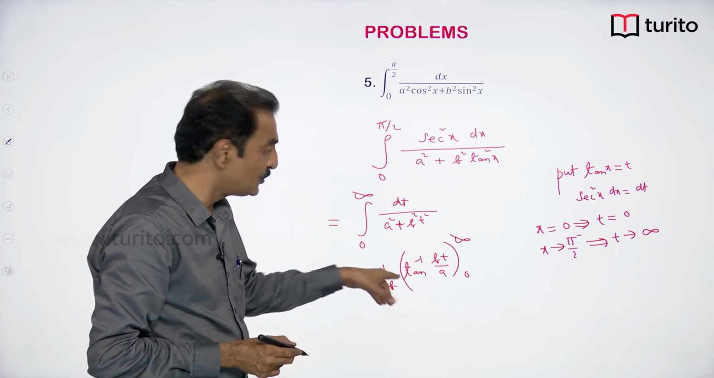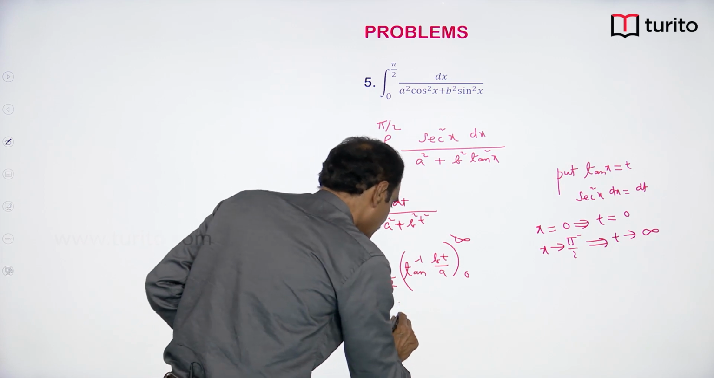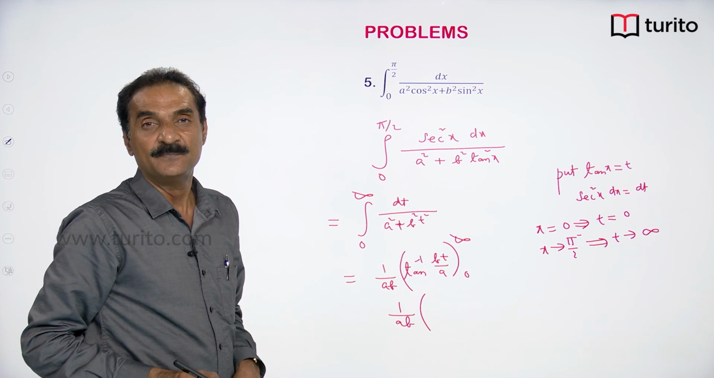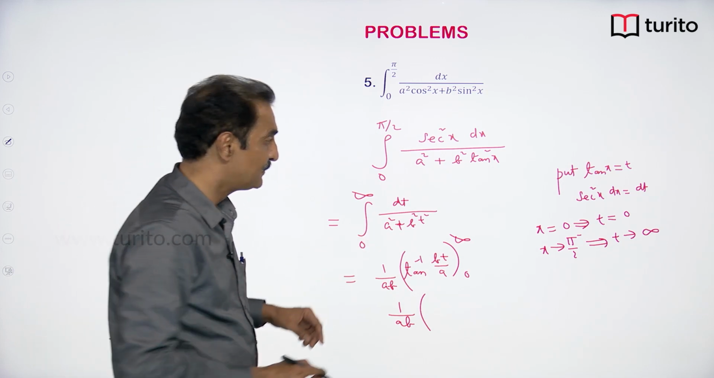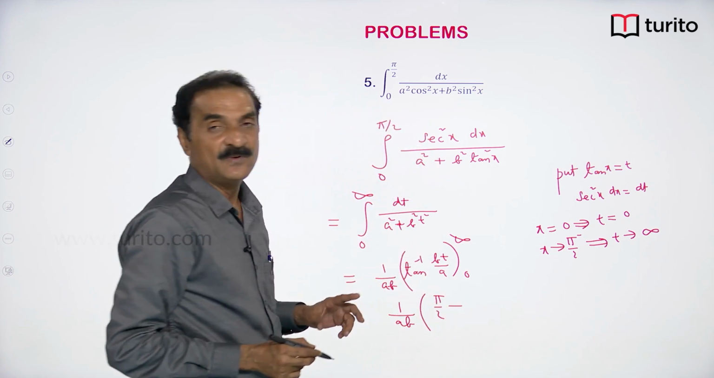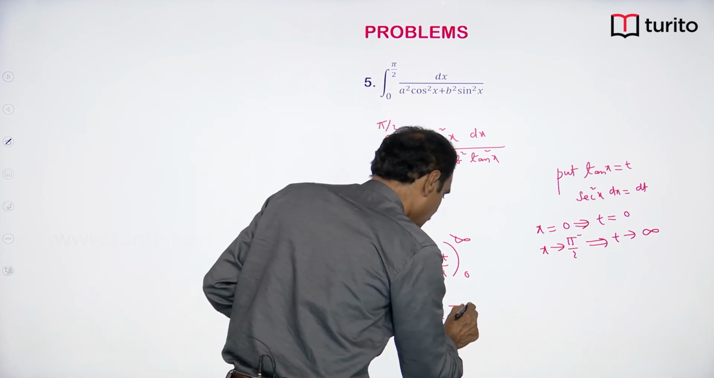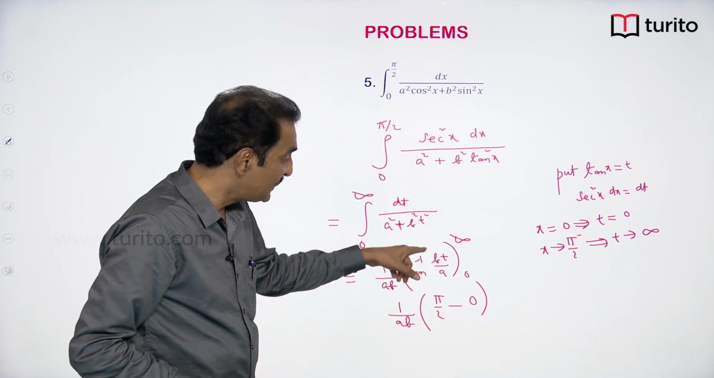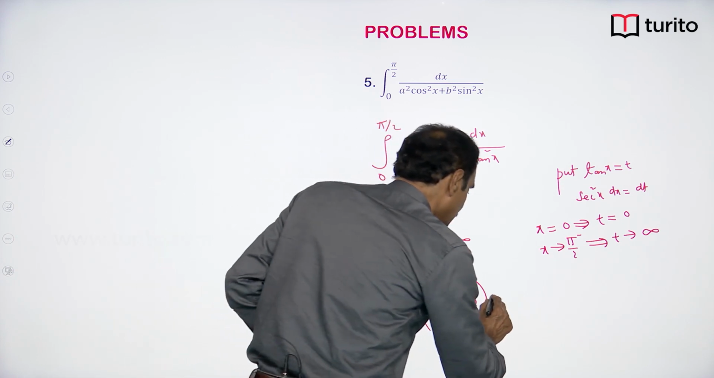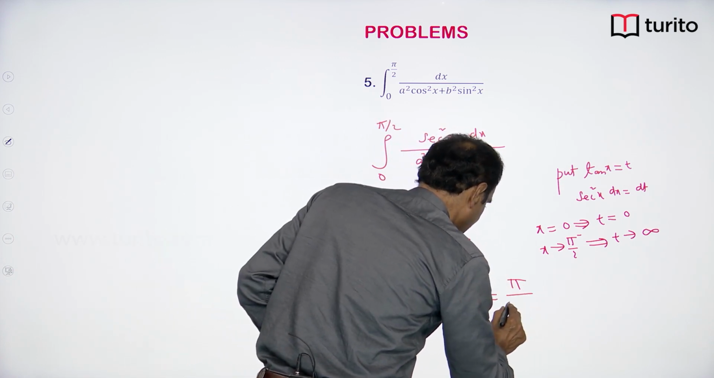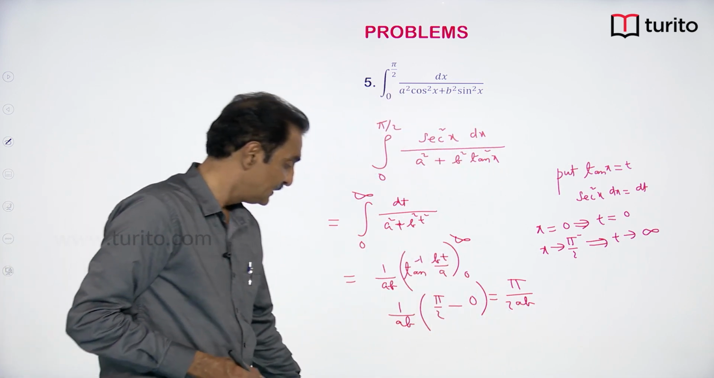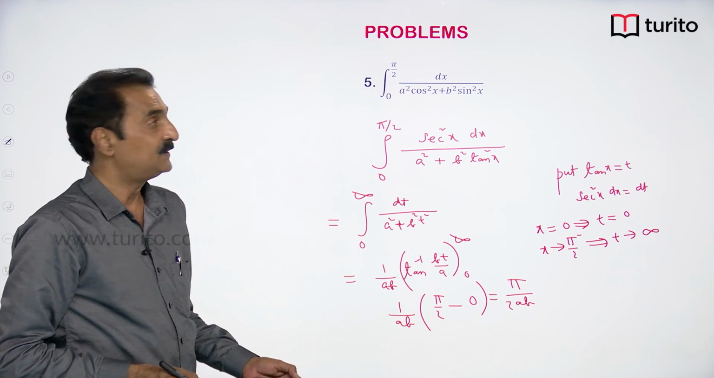Now substituting infinity, what is tan inverse infinity? It is pi by 2 again, pi by 2 minus tan inverse 0, which tends to 0. Here tan inverse infinity tends to pi by 2, we are writing the limit only. So, finally, we get the answer pi by 2ab. Okay. Next question.